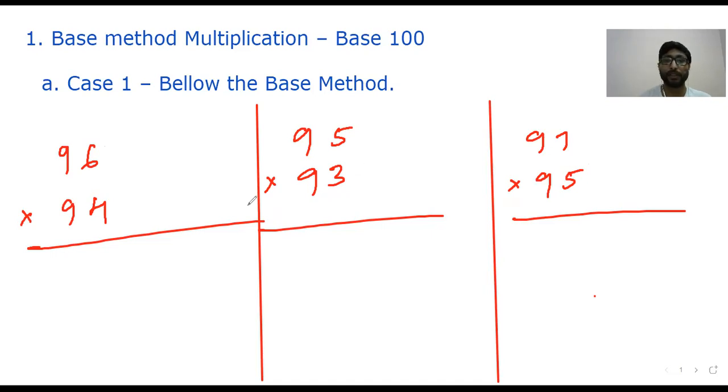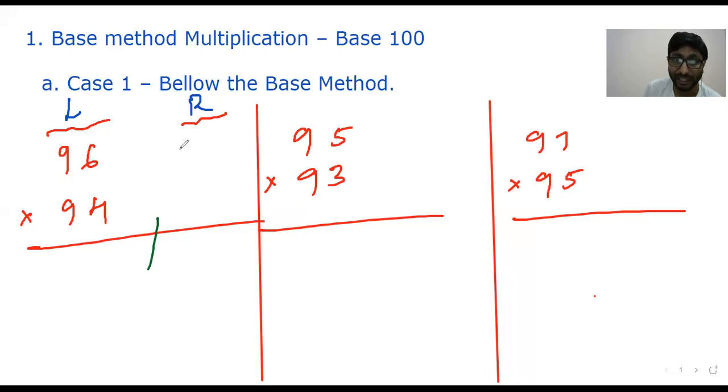Look here now. In the base method, there is one rule you remember. This is the right hand side and this is the left hand side. The answer can also be written in two parts: a left hand side part and a right hand side part. This is the procedure I'm explaining; once you understand the procedure, you can solve everything. The right hand side is the difference between the base and the given number.